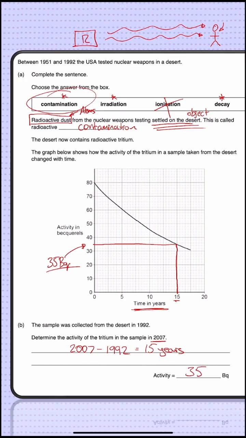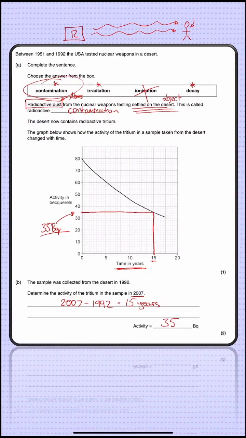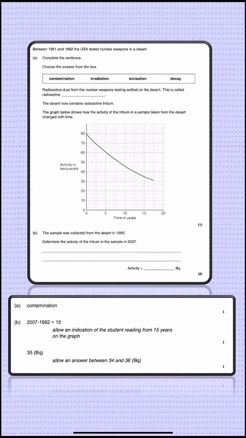No, it's not asking for half-life here. I know some of you thought that you get 80, you go to 40 because you do half of it and then work out what half-life is. That is not what you do. So just checking that on the mark scheme. Contamination, yes, we said that. So we got 1 mark for doing 2007 minus 1992 and then drawing it on the graph and reading it off. You get an answer of 35.